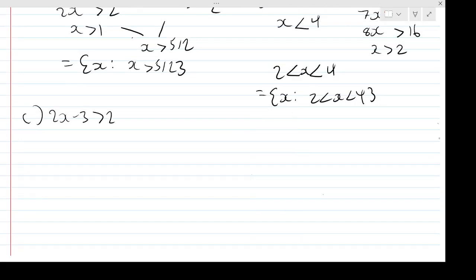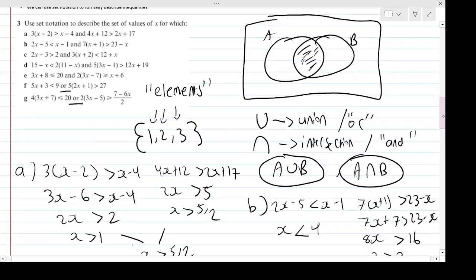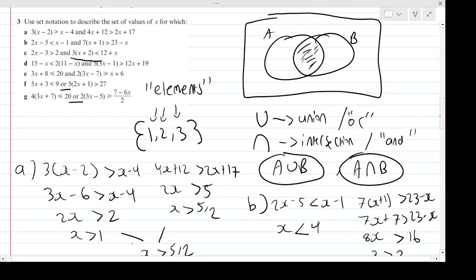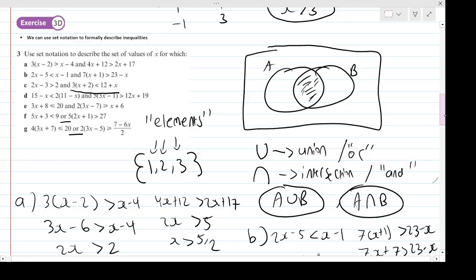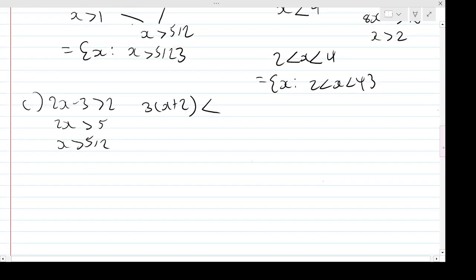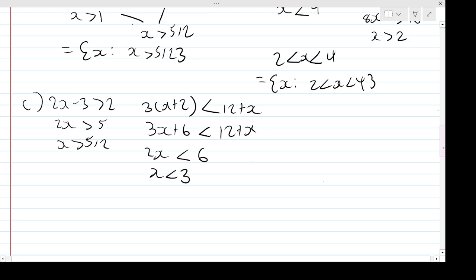Anyway, for part C then, it's saying 2x - 3 is greater than 2. So let's solve that firstly. 2x is greater than 5 if I move the 3. So x is greater than 5/2. Then the other inequality is 3(x + 2) is less than 12 + x. So again, let's expand it first to get 3x + 6 is less than 12 + x. Then I'm going to take away x from both sides to get 2x. Then I'm going to take away 6 from both sides to get less than 6. That means x is less than 3.